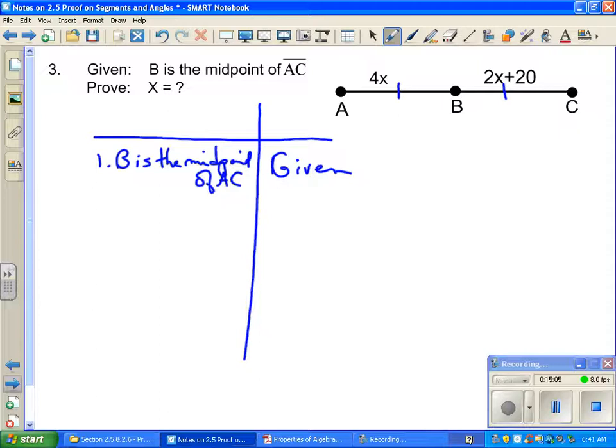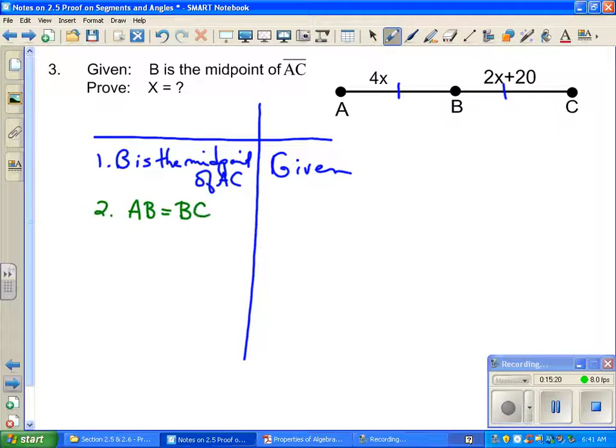Then, after we state our given, whatever that given is telling us, it usually helps us to find something about an equation. We know that if B is in the middle, those two pieces are equal. So AB is equal to BC.